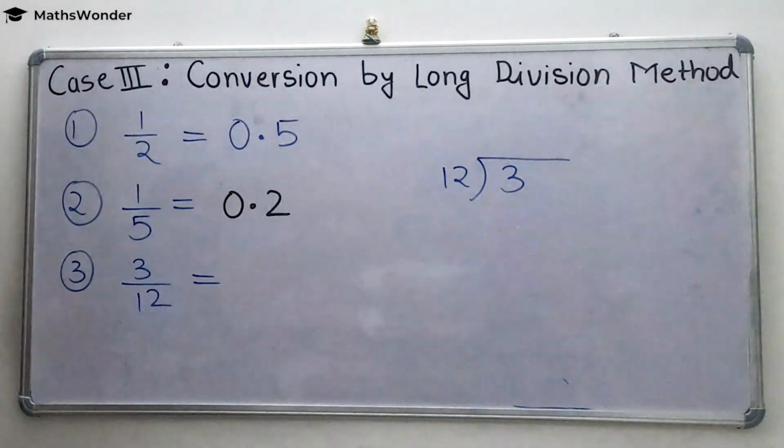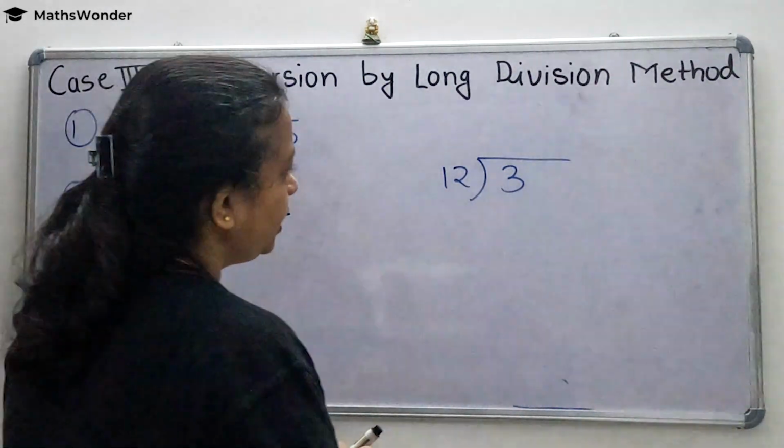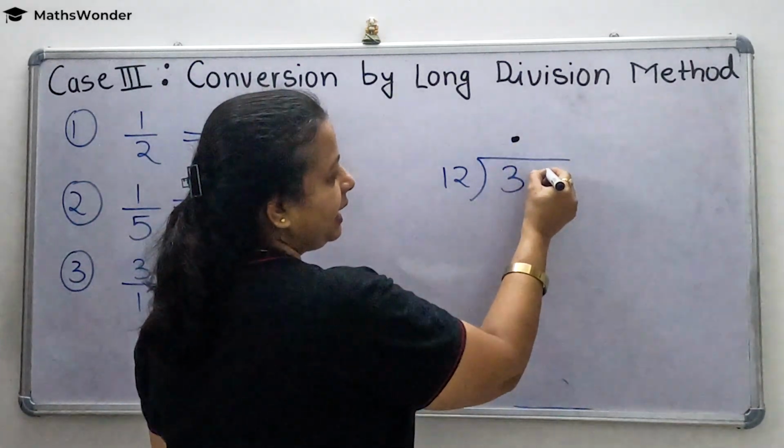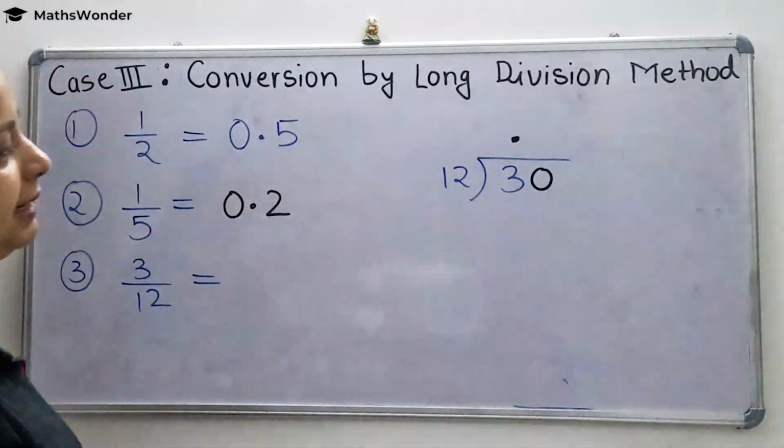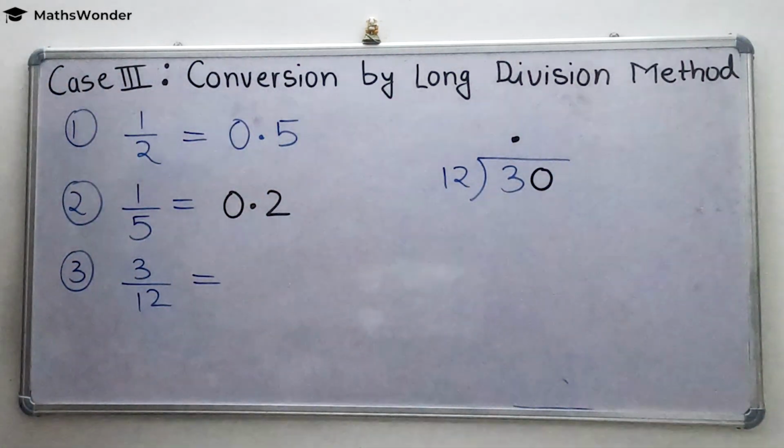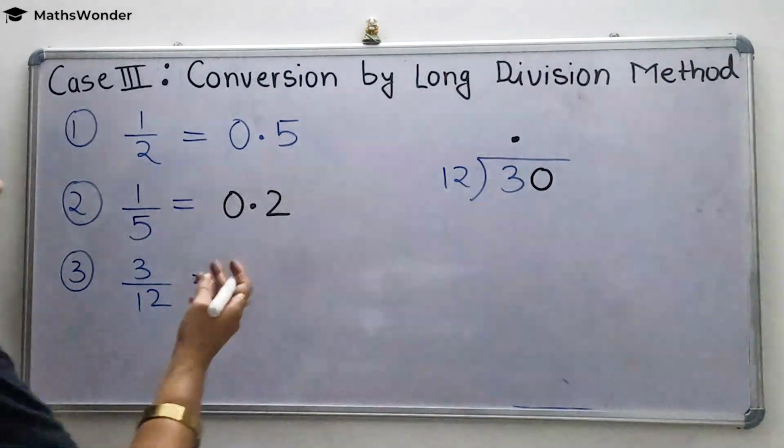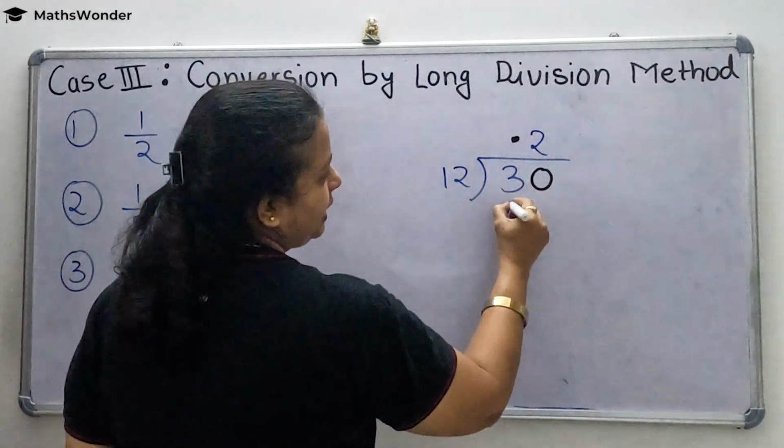Is 12 divisible by 3? No. Then what will you do here? You have to give it a decimal point, and this is 30. 12 times what will give 30 or less than 30? 2, correct. So 12 times 2 is 24.